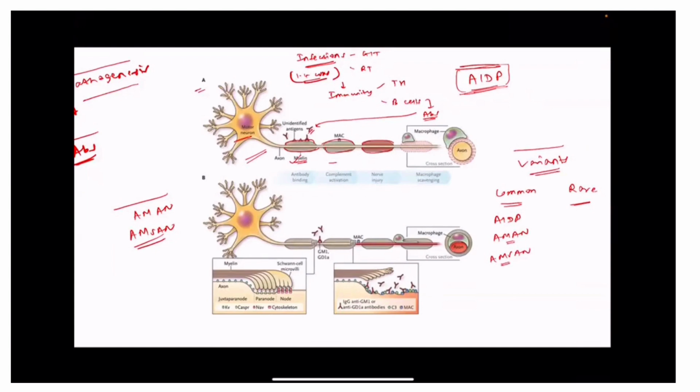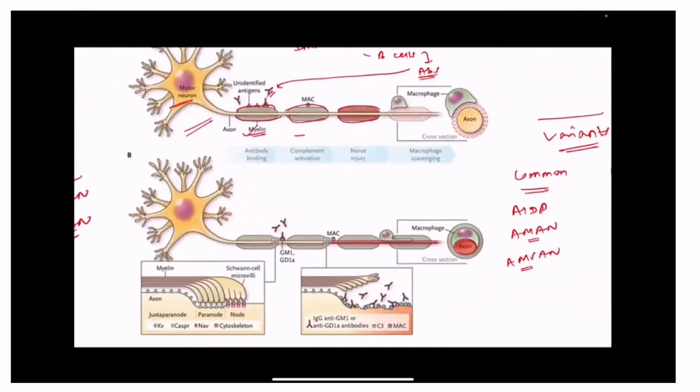Okay. So what typically happens in the AMAN variant is, as you can see in this diagram, just have a pictorial memory of this diagram now. Once these antibodies get formed, they typically affect certain portions on your neurons. As you remember from your physio days, these are your nodes of Ranvier. And why are these nodes of Ranvier important?